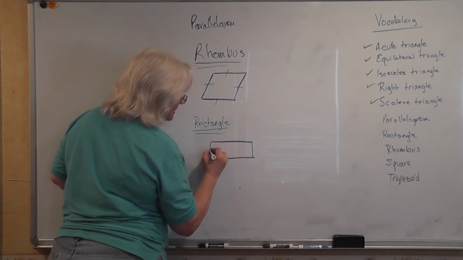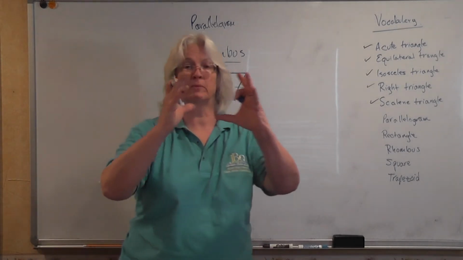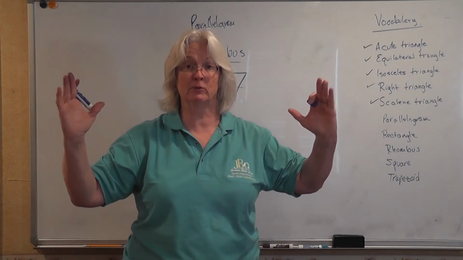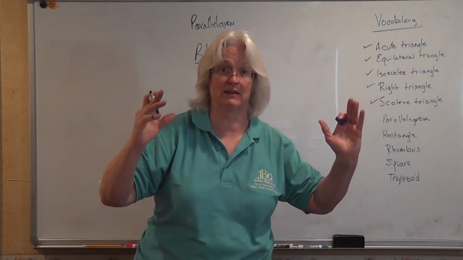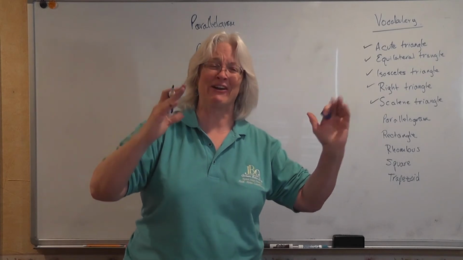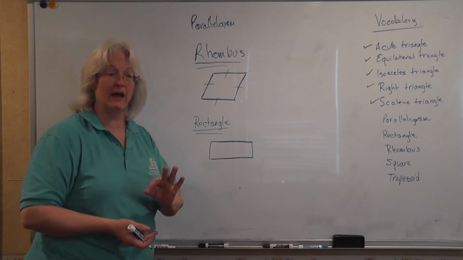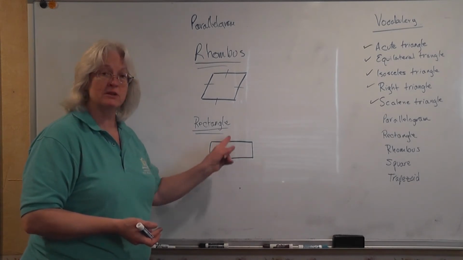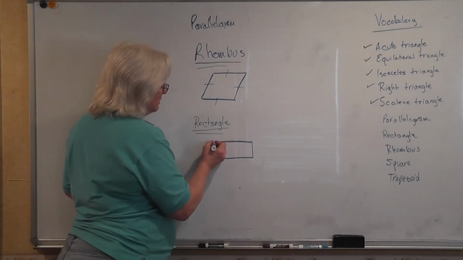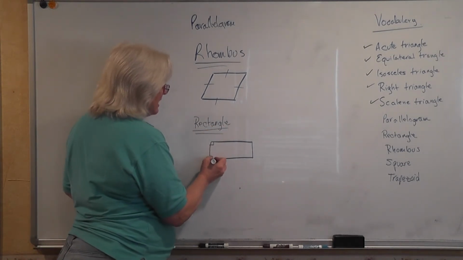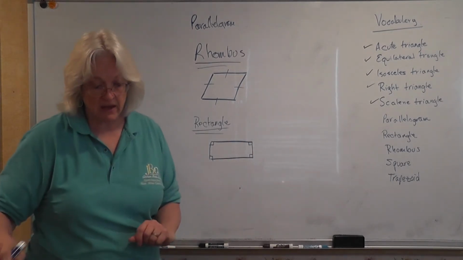But it is more specific than a parallelogram because a parallelogram can be a great big long rectangular building that's gotten tired and leaned on its side. Wow, that was a bad accent. Tired and leaned on its side. A rectangle is a quadrilateral, 4 sides, where opposite sides are parallel to one another and all 4 angles are right angles. That's what a rectangle is.